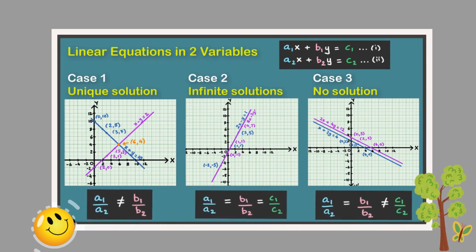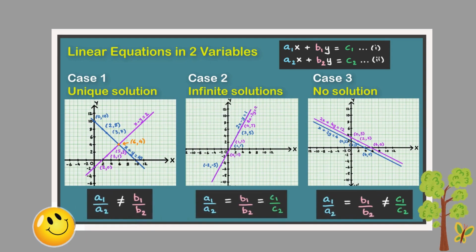Let's place the conditions for the three cases on our concept board. Now that we are done with the concept of linear equations in two variables, are you ready to take a look at our top 3 questions on this topic?